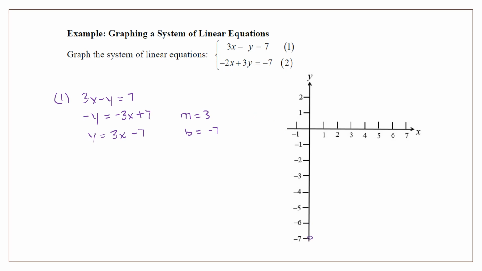So that means I'm going to have a point down here at negative 7. My slope is 3, so I'll be going up 3 and over 1. So up 3 over 1, up 3 over 1, up 3 over 1. And then I can connect my dots.